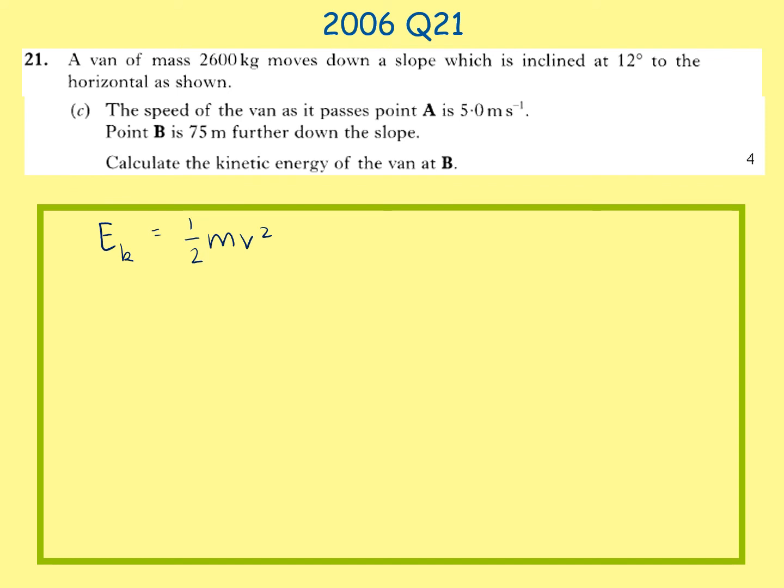So using our Suvat equation, S, U, V, A, and T, we have our displacement, that's 75 meters. We have our initial speed, that's 5 meters per second. We want to calculate our end speed, that's V. Our acceleration is 1.5 meters per second squared, that's what we worked out in the last question. And we don't know the time, but we don't need to use the time. We can use the equation V squared equals U squared plus 2AS for this.